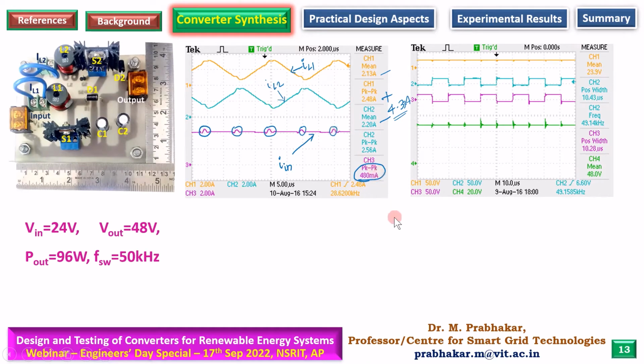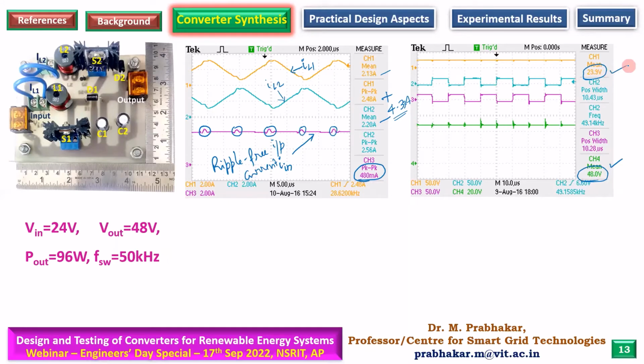Otherwise, it is fine. Ripple-free input current. You can call this ripple-free or negligible ripples. Ripple-free input current. This is one. And this is the proof for the voltage gain. You have 24 to 48. So this is fine.